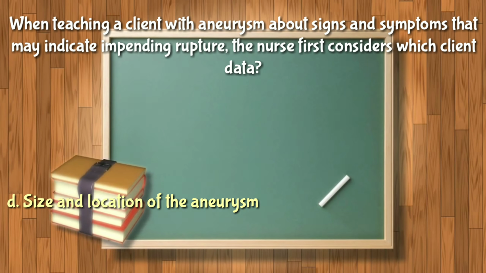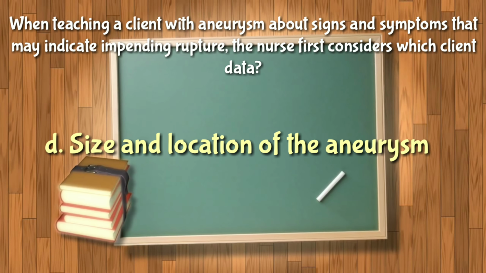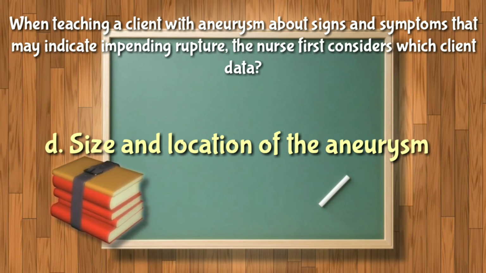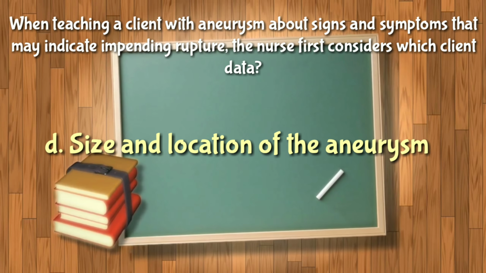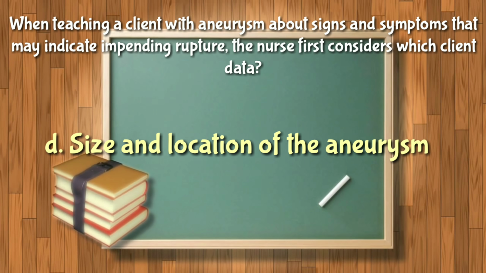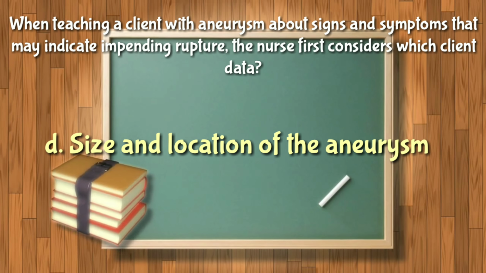Aneurysms vary by size and location. Signs of rupture depend on the location of the aneurysm. Dissection can occur anywhere, but most often occurs in the ascending aorta, where pressure is the highest. So one thing that we must consider is the size and location of the aneurysm. So that's the final answer.